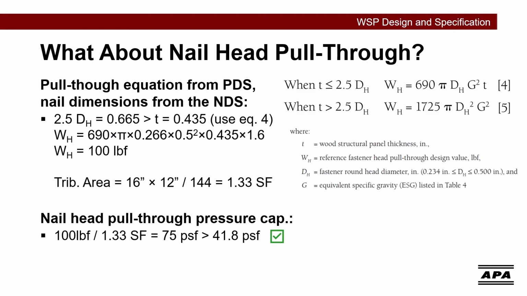We find the tributary area of each fastener by multiplying the spacing of studs, 16 inches, by the spacing of intermediate or field fasteners, 12 inches, and then converting to square feet. We get 1.33 square feet of tributary area for each fastener in this case. We can then find our allowable pressure on the panel by dividing the nail head pull-through by the tributary area. We find an allowable pressure of 75 pounds per square foot, which is greater than our imposed pressure of 41.8 pounds per square foot, so the assumed panel fastening is adequate.